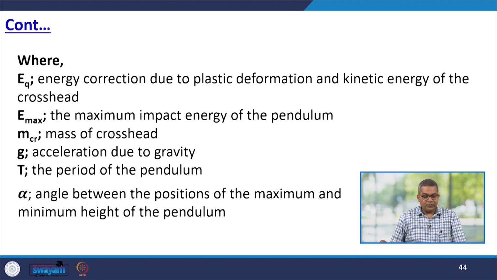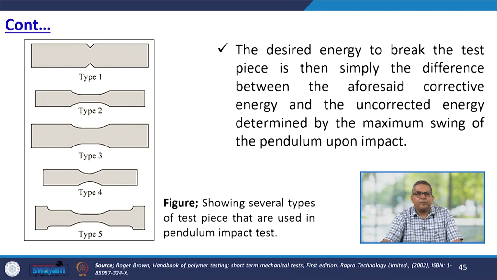where this E_Q is the energy correction due to the plastic deformation and kinetic energy of the crosshead. E_max is the maximum impact energy of the pendulum. This M_CR is the mass of the crosshead. G is the acceleration due to gravity. Obviously, when it is striking, you need to take that G into account. T is the period of the pendulum, and alpha is the angle between the position of the maximum and minimum height of the pendulum. Now, the desired energy to break the test piece is then simply the difference between the aforesaid corrective energy and the uncorrected energy determined by the maximum swing of the pendulum upon impact.